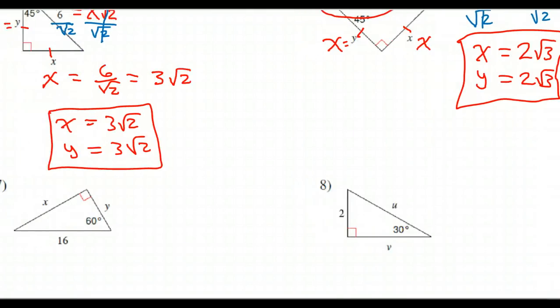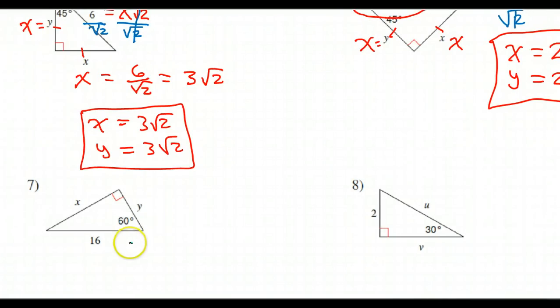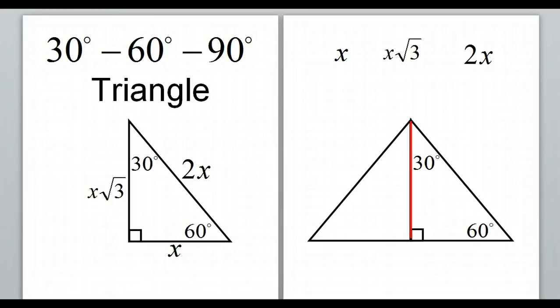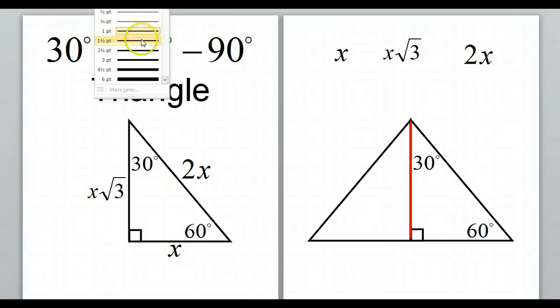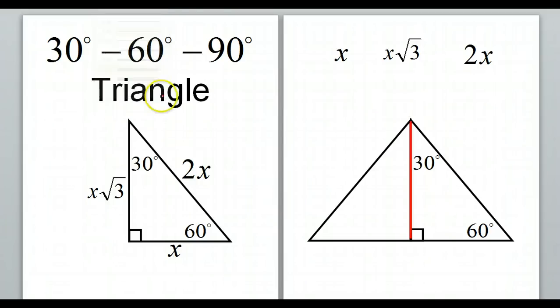Now, number 7 and 8 involve a brand new pattern. Now look, here's the deal. Every 30, 60, 90 triangle is half of an equilateral triangle. So this is the pattern that we're going to arrive at, where you have a short leg and then a longer leg and then the hypotenuse. And it's going to turn out that the hypotenuse is always double the short leg, and the longer leg is always the short leg times radical 3.